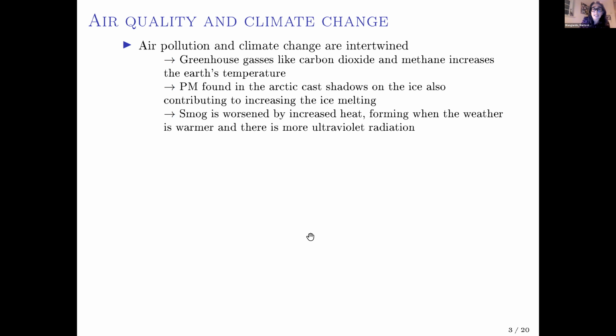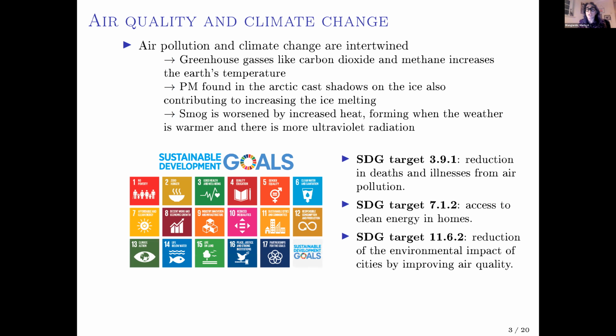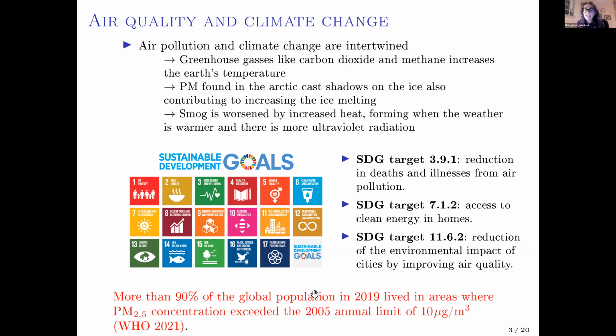So it's no surprise that air pollution features in the Sustainable Development Goals, particularly in target 3.9 listed here. It is about reducing deaths and illnesses from air pollution, access to clean energy, and reducing the environmental impact of big cities, which is really relevant, particularly now that we have just passed 8 billion people on this earth. And what I find really scary is that according to the WHO, 9 out of 10 people live in places where air pollution is really bad, so the PM2.5 concentration exceeds the annual limit set by the WHO, which is 10 micrograms per cubic meter.